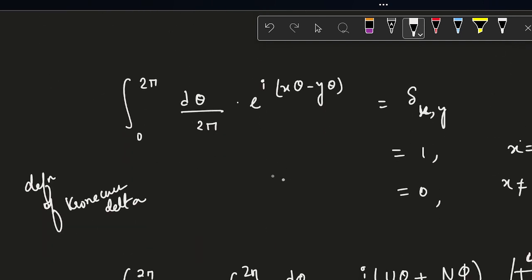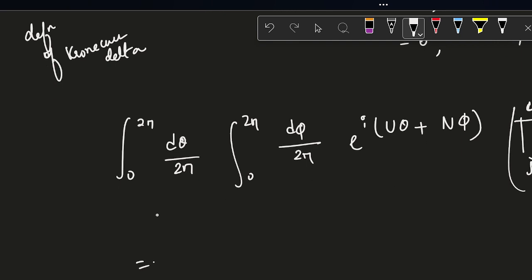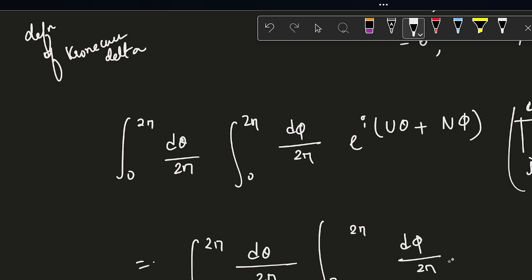So we can always replace that sum in this product whole expansion, right? So you do that. This is integral from 0 to 2 pi d theta by 2 pi, integral from 0 to 2 pi d phi by 2 pi, with the power of i (U theta plus N phi) into this thing. Just as I said, this is just the expansion of that summation as we have obtained, e to the power of n, e to the power of m.